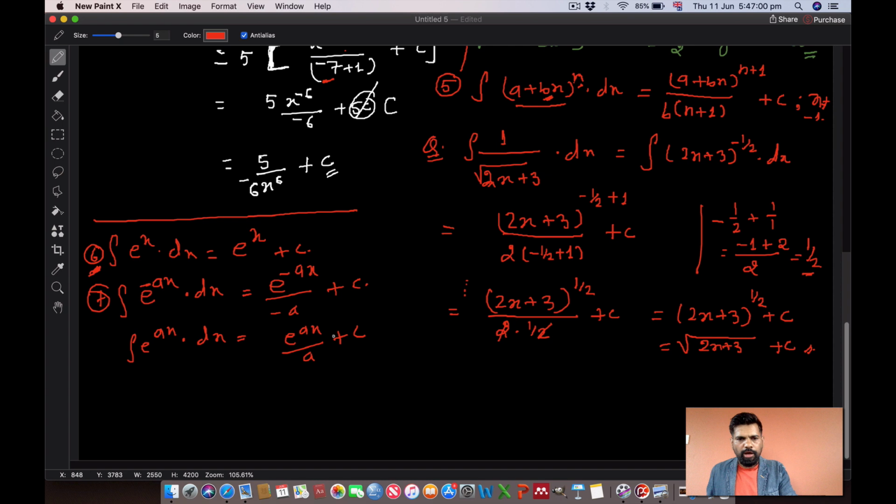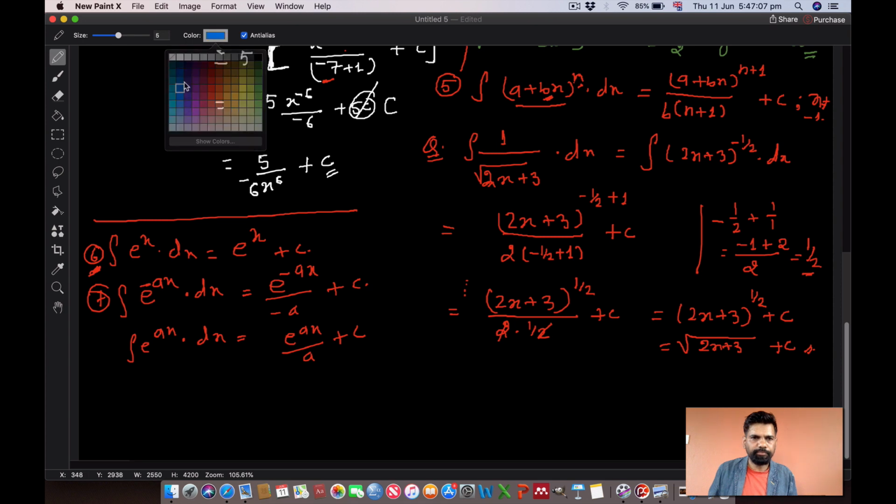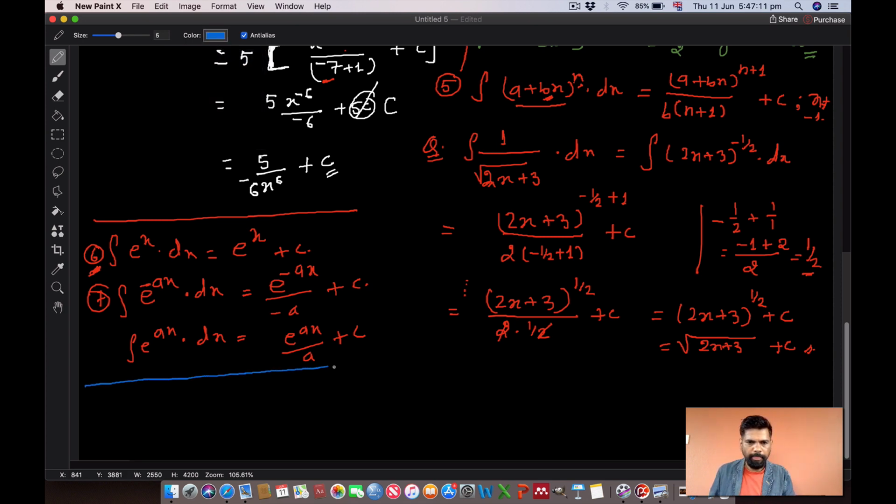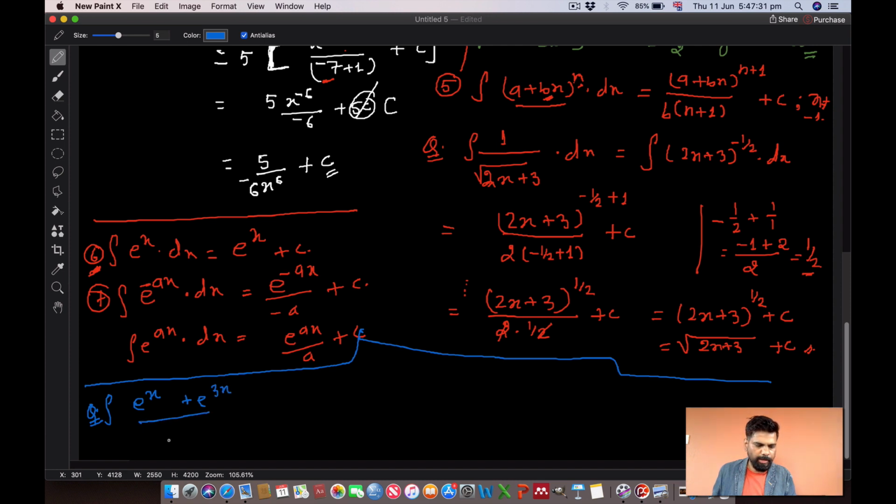Now we will have one final question from exercise 14.2. What is the integration of (e^x plus e^(3x)) over e^x dx? So we have these two formulas. With the help of formulas 6 and 7, we can find the solution of this question.